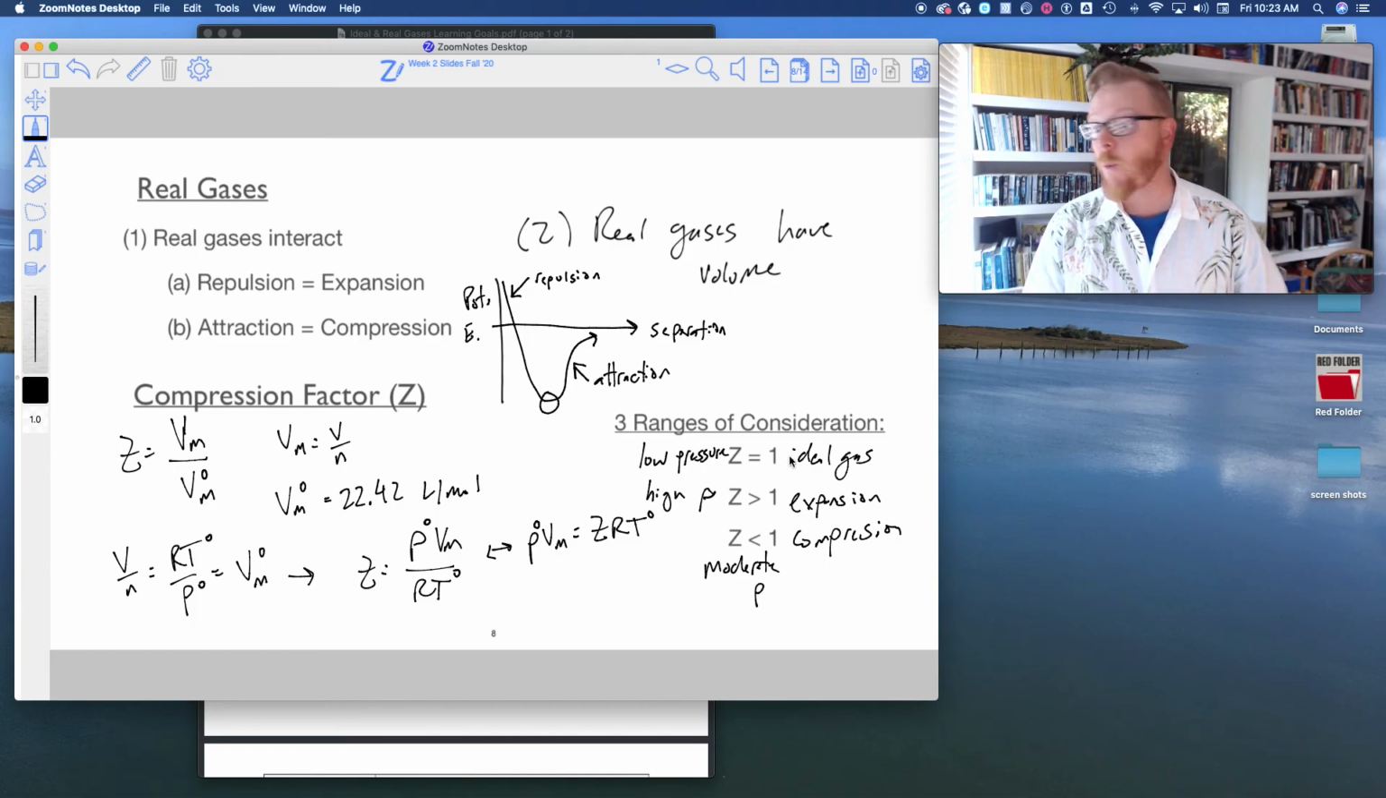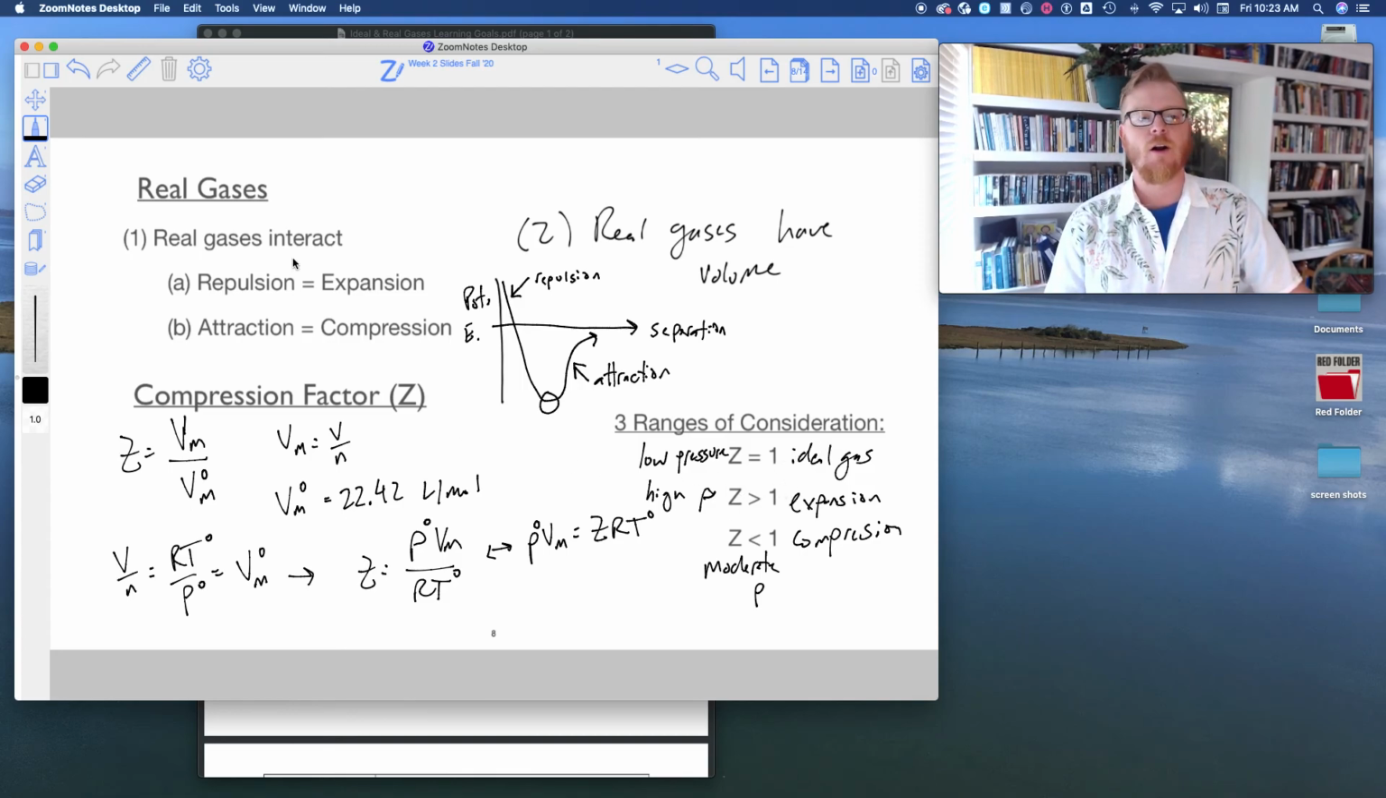So again, when Z is equal to 1, when the compression factor is 1, that's an ideal gas. When Z is greater than 1, there are repulsive forces dominating, so the particles are being forced to get close together, so that's high pressure. And so when Z is less than 1, there's attractive forces dominating, right? It's influencing those molecules to occupy a smaller volume than the 22.42. And as it turns out, that's like moderate pressure. So we'll put more quantitative qualifiers on that as we go. Okay.